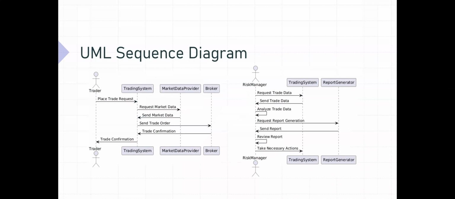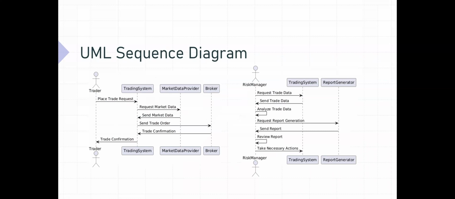So for the UML sequence diagram, in this use case for the trader, for the execute trade, the sequence involves a trader placing a trade, the system checking the market data, and the broker executing the trade, and then finally confirming the execution to the trader.